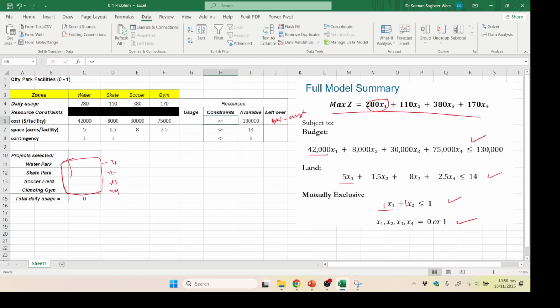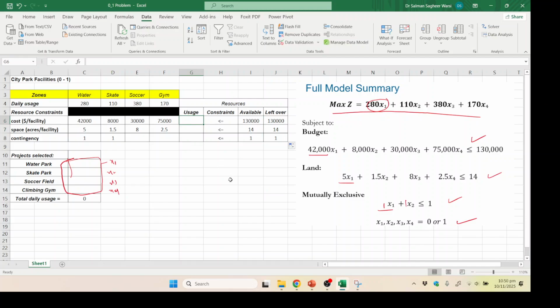Now these signs of less than or equal to are just for cosmetics. They don't really mean anything for the solver, but I have written them here just to show the inequality relationship between the constraints. So the leftover is equal to the available, which is given here, minus the usage. Let me delete this, and I'll just drag it, and this way you can see.